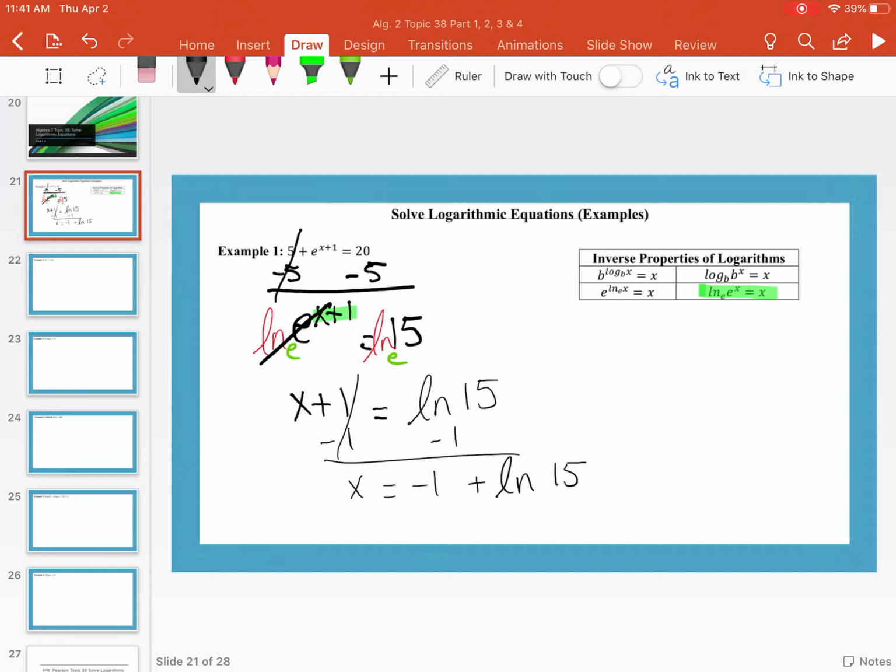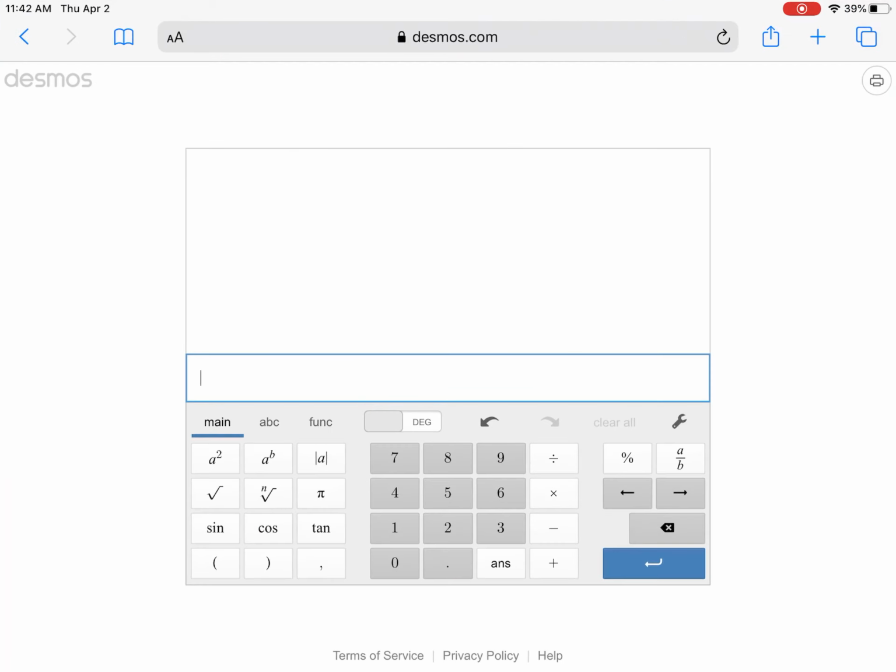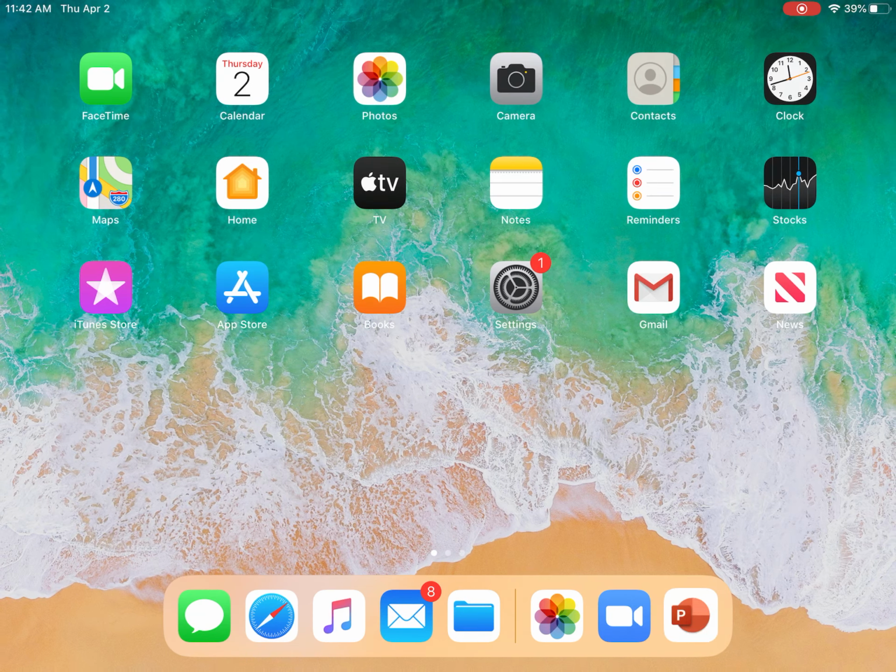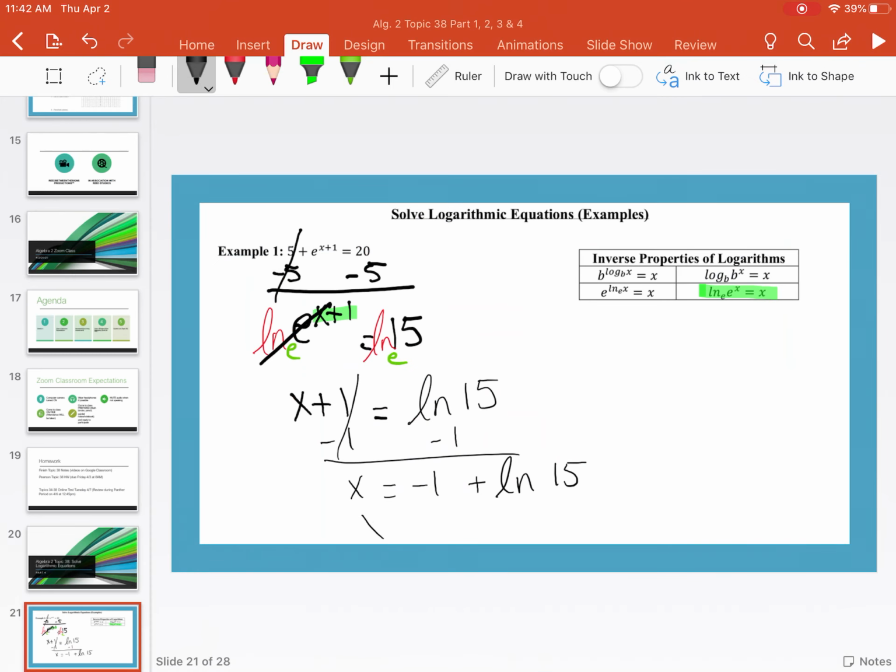Now we can plug in the natural log of a number with base e into our calculator. So we're going to transition over to Desmos. So -1 plus ln of 15 equals 1.708 if we want to round to the thousands place. So x equals 1.708.